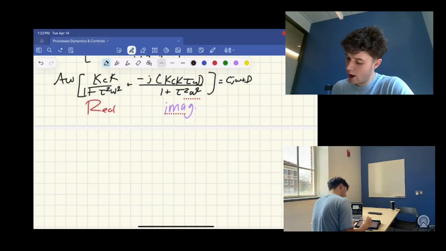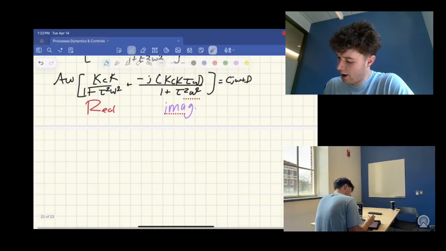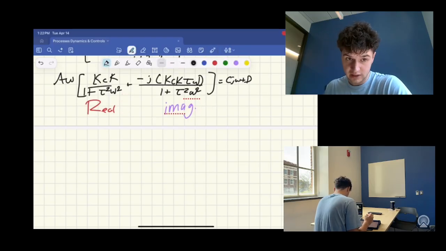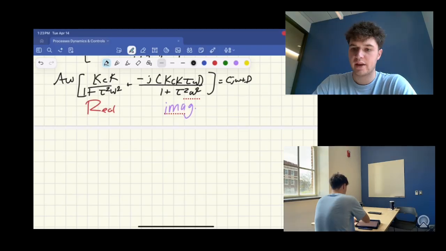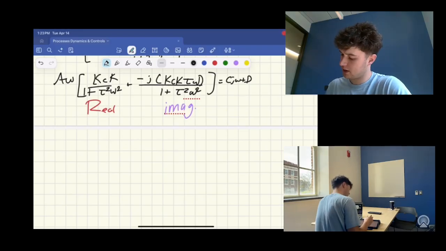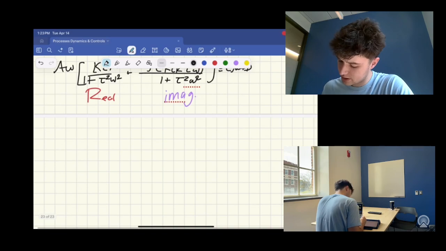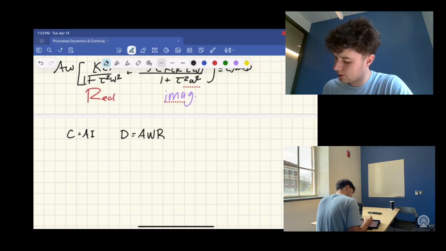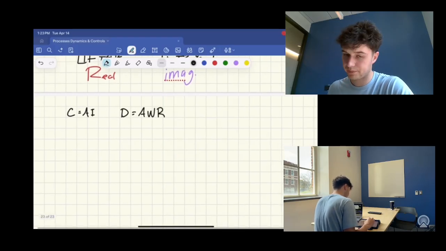And we're going to want to say this R value is equal to all of this, and I will be equal to all of that. And now that we know what R and I equal, we are going to say that C is equal to A times I, our imaginary, and then D is going to be equal to A times ω times R, which is our real value.